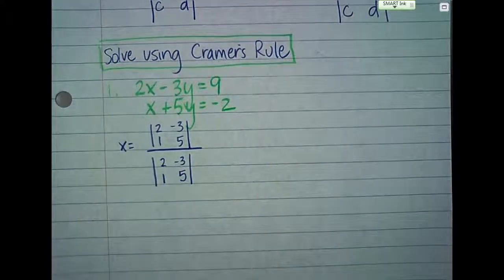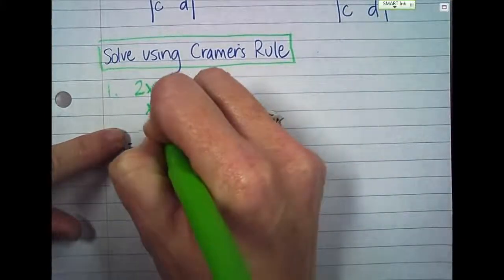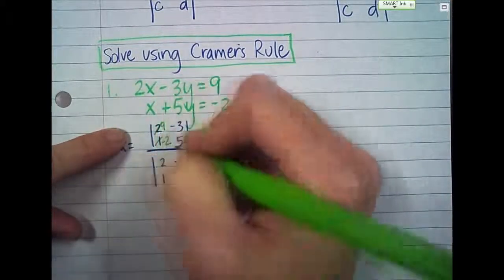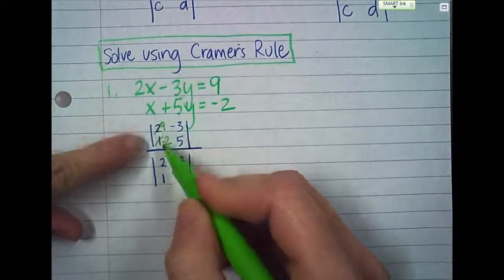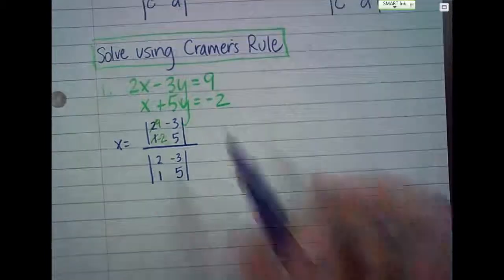Okay, but in the numerator, we're not really going to use 2, 1. What are we going to use? 9, negative 2. And guys, I'm just going to do it a couple times like this so you can see it. Once you've done it once or twice, you're going to know. This actually is 9, and this is negative 2. This is 9, and this is negative 2. So let's find the determinant in the numerator.